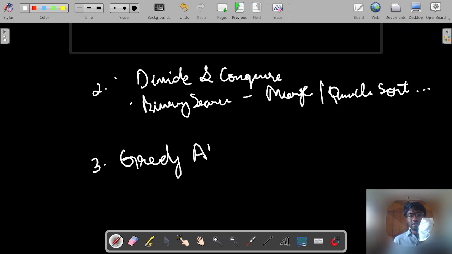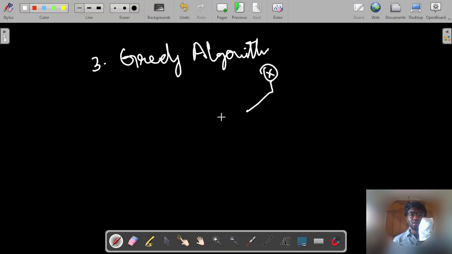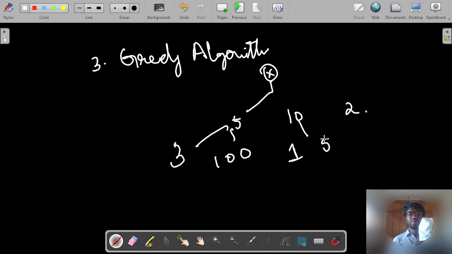So let's say greedy algorithm. Let's say we have a tree of items. Let's say we are here and we are required to find the maximum value. Let's say we get 5, 10, and 2, and this one has a jackpot of 100, and 3, and in case of 10 it has 1 and 5. So let's say these are the values.